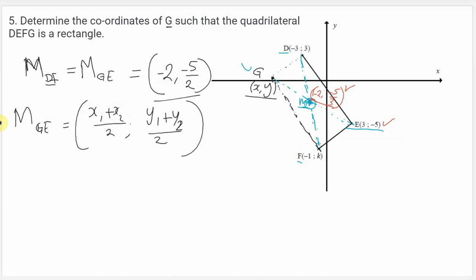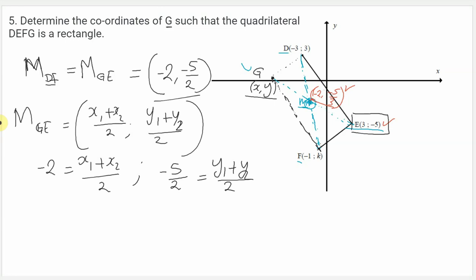So in this case, I mean that negative 2 will be equal to (x1 + x2)/2, and in this case I'll have negative 5/2 equal to (y1 + y2)/2. Okay, so what you have to do now is to substitute the point E over here, because you have it. So you can just take that as your x2, y2. So this means that you can just have negative 2 equals, then your x1 is x, and your x2 is 3/2, and for the y, negative 5/2 equals, your y1 is y, and your y2 is negative 5/2.